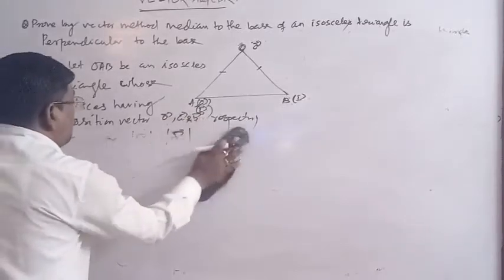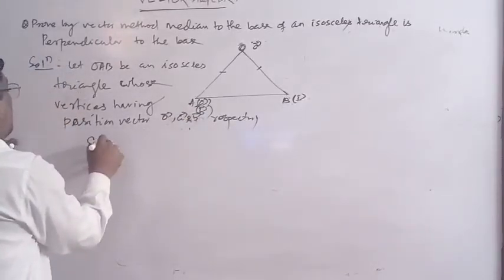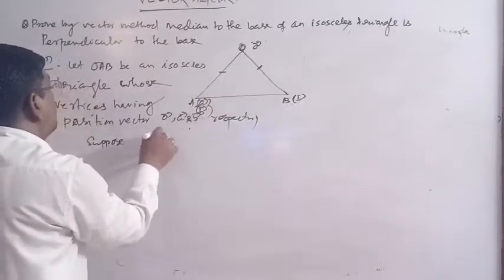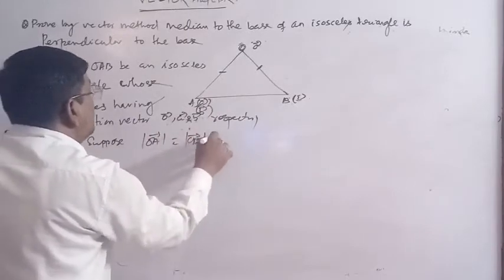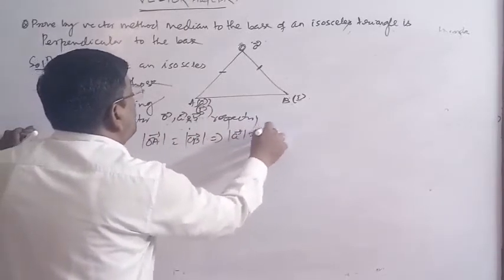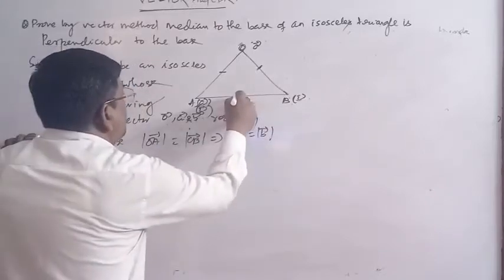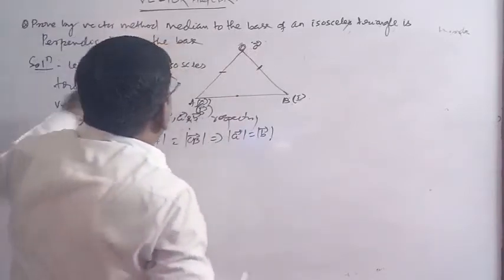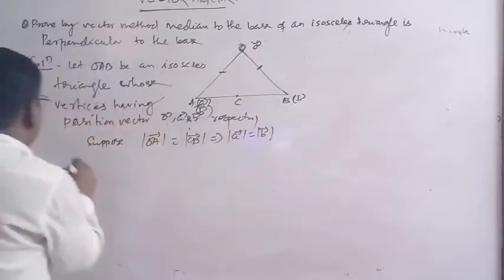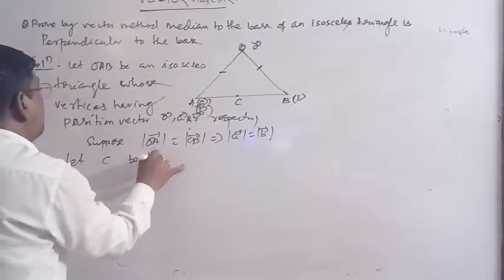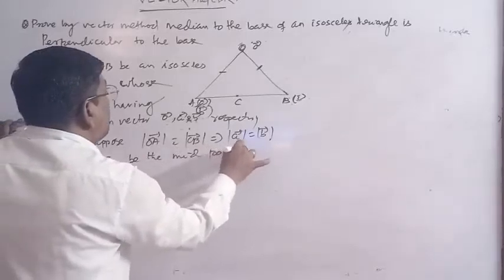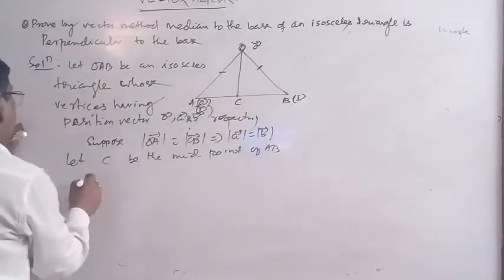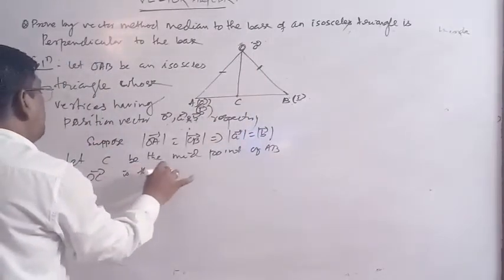Now suppose this side is equal to this side. OA magnitude is equal to OB magnitude. That is, magnitude of A is equal to magnitude of B. Now let C be the midpoint of the side AB. This is the isosceles triangle. So the median means this is the midpoint. Now OC is a median. OC vector is the median.